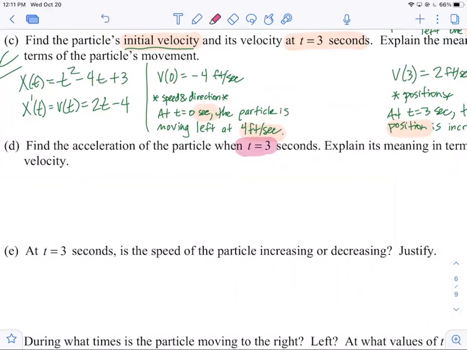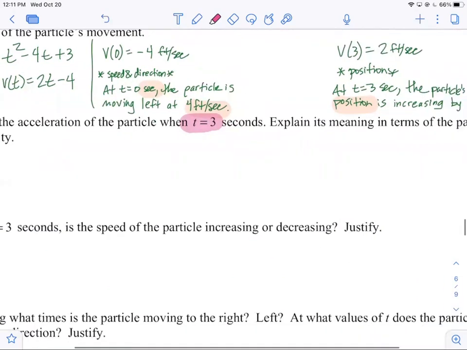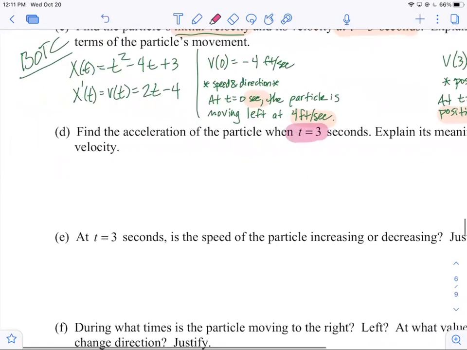Is that instantaneous or average? How do we know it's instantaneous if it doesn't say instantaneous acceleration? When, or at that moment in time, right? Explain its meaning in terms of the particle's velocity.